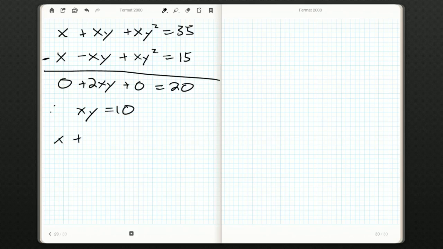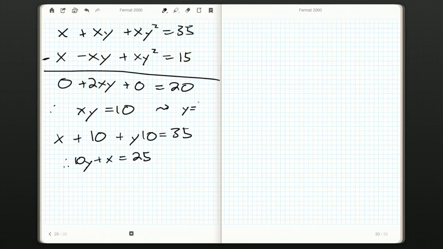So then x plus 10 plus y times 10 is equal to 35. Okay. Not the greatest thing I was hoping for, but that's okay. So then 10y plus x is going to be the same as 25. I don't think that has particularly helped, but now I know that y is going to be 10 divided by x, and I have a 10y right here, so actually I should probably rearrange this. x is going to be 10 divided by y.